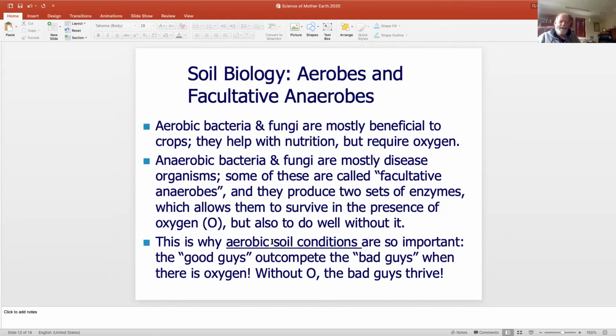These facultative anaerobes are really sophisticated in that they produce two sets of enzymes. One set of enzymes helps them deal with respiration with oxygen, and the other allows them to survive in the absence of oxygen. But because they produce two sets of enzymes, they're not as efficient as the aerobic bacteria, which only produce aerobic enzymes and are specialized to only survive in aerobic conditions, which means they're more efficient than the facultative anaerobes when conditions are aerobic. That's why it's so important to keep conditions aerobic.